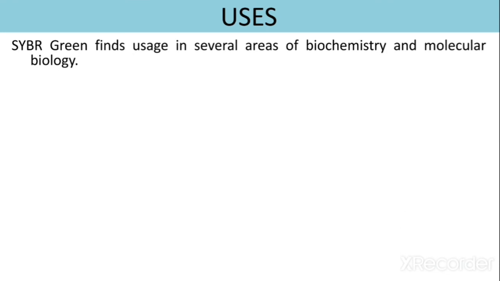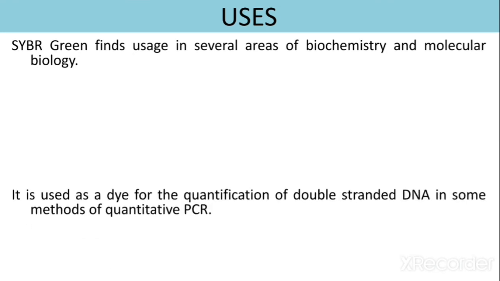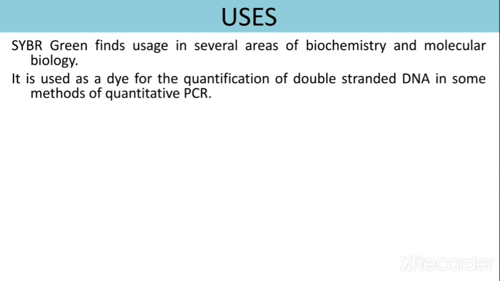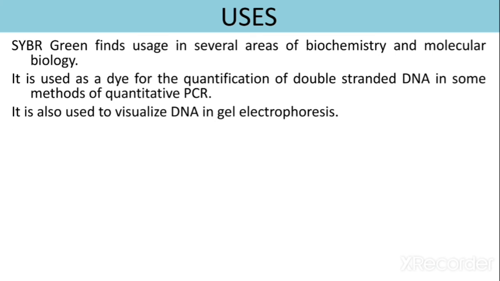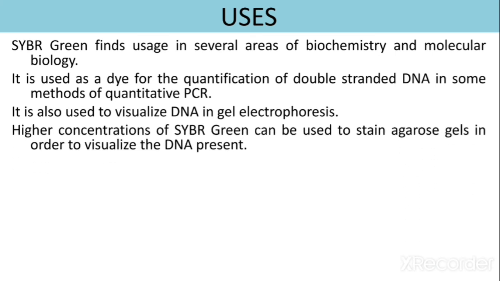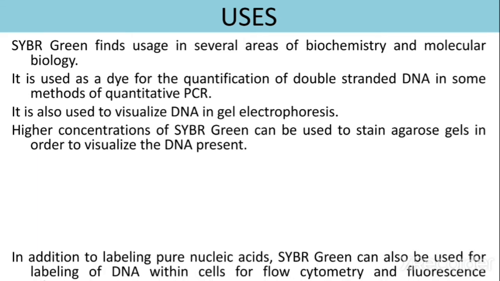If you see the uses of SYBR Green, it finds uses in the areas of biochemistry and molecular biology. It is used as a dye for the quantification of double-stranded DNA in some methods of quantitative PCR. It is also used to visualize DNA in gel electrophoresis. Higher concentrations of SYBR Green can be used to stain agarose gels in order to visualize the DNA present.